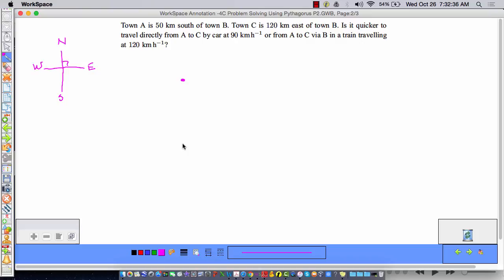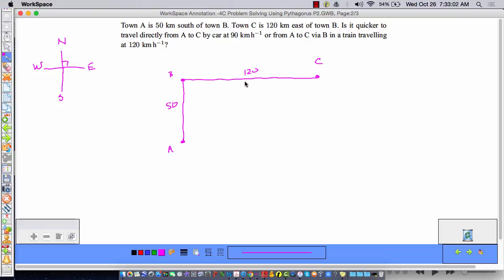So we've got 2 points here, B and A, and we know that A is due south, so that's 50. And Town C is 120 kilometers east of Town B. So this is 120 kilometers.